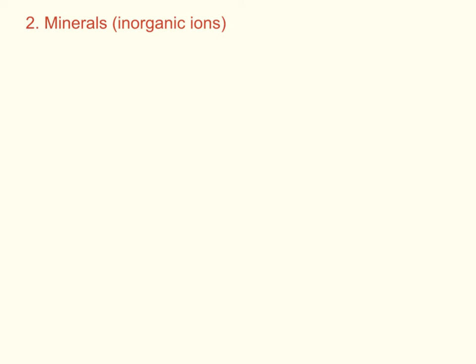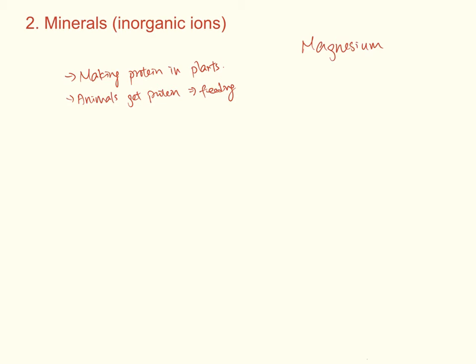Next, let's look at some mineral ions or inorganic ions. The first one is nitrate. Nitrate is important to plants because nitrate contains nitrogen, which is an element in making protein in plants. In animals, we get protein from feeding. Next, we've got magnesium. Magnesium is important to plants because it's the element that makes up chlorophyll. Chlorophyll is what keeps the leaves green.